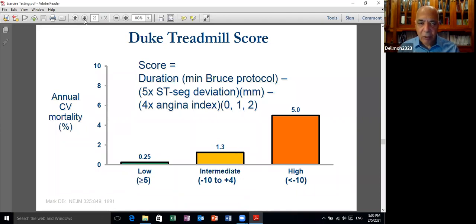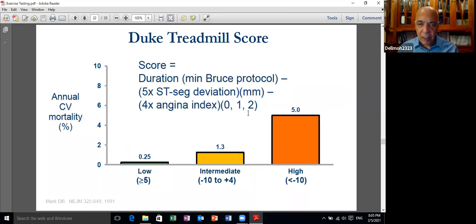Why is that? Because the duration is the most important part of the score. So what's the score? It's the duration in minutes, minus 5 times the degree of ST deviation in millimeters, whether elevation or depression, minus 4 multiplied by the angina index. So what's the angina index? It is 0 if there is no angina, 1 if there is non-limiting angina. He got angina, but he doesn't want to stop. And then 2 if it's limiting angina, which forces the patient to stop.